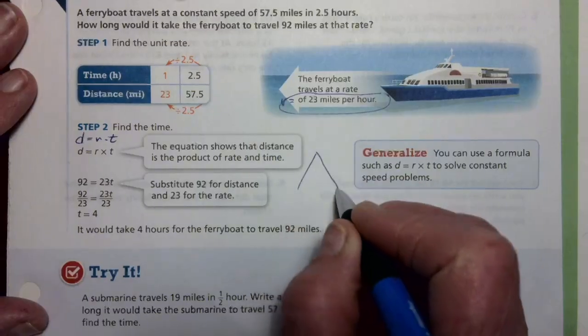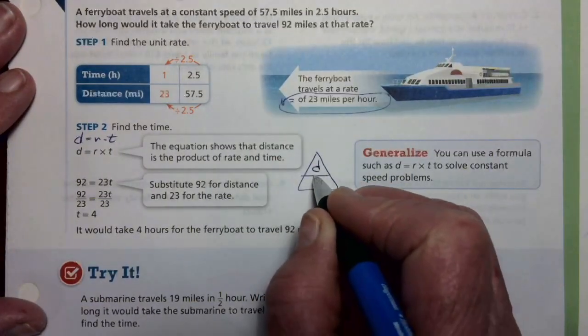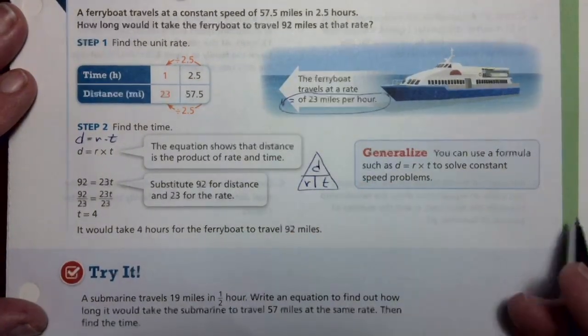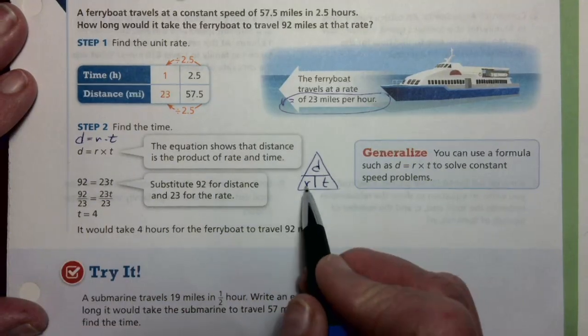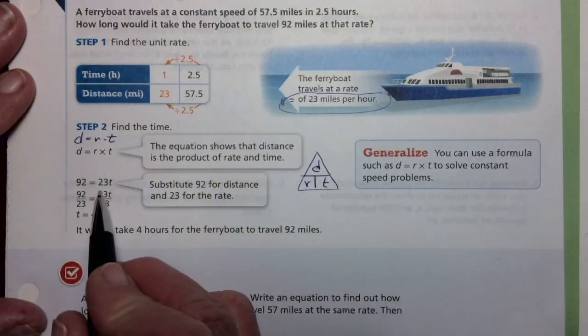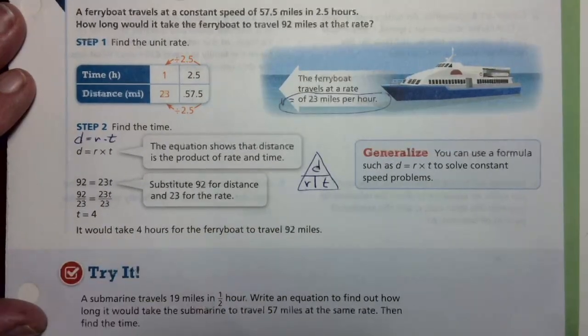And this is what I showed you the other day. Distance equals rate times time. In this one, you have a distance and you have a rate. That's why you're dividing. See, you're dividing right here. Okay, so it would take 4 hours for the ferry boat to travel 92 miles.